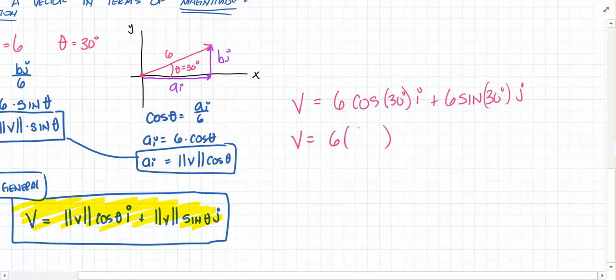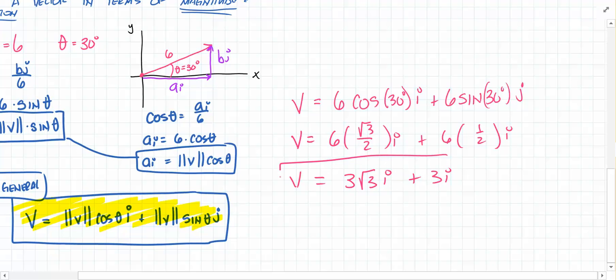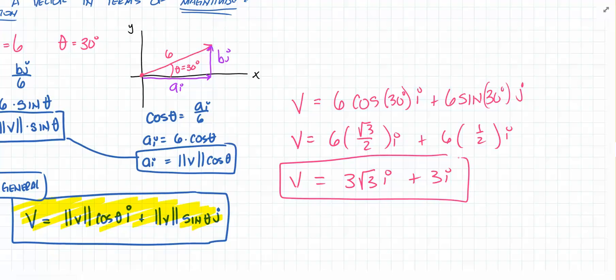Rad 3 over 2. There's my pre-calculus class. Awesome. Rad 3 over 2i. Good. Plus 6 times, what's the sine of 30? 1/2 i. So ladies and gentlemen, we get this: 3 rad 3i plus 3i. And now we have the official way of really representing a vector in terms of both magnitude and direction.